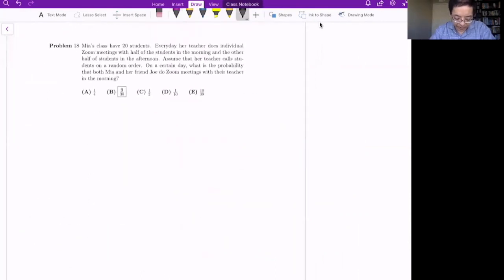So number 18 is again a problem about probability. Maya's class had 20 students, and her teacher wanted to split the class equally into 2 groups. One goes to the morning meeting, and the other goes to the afternoon meeting. The question: what is the probability that Maya and her friend Joe both have their meeting in the morning?